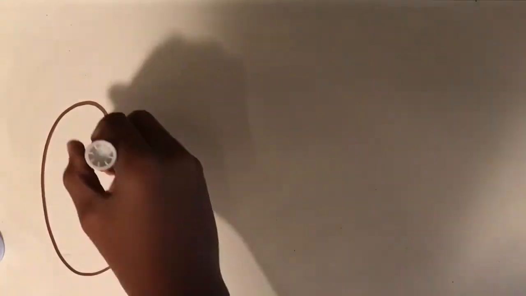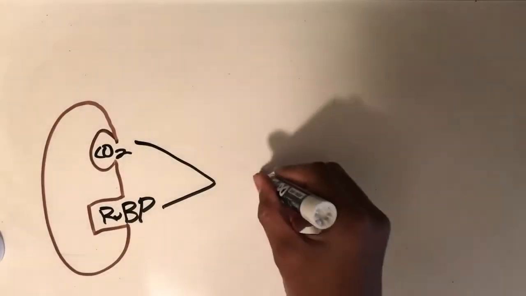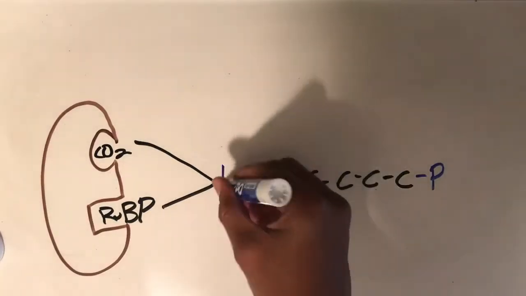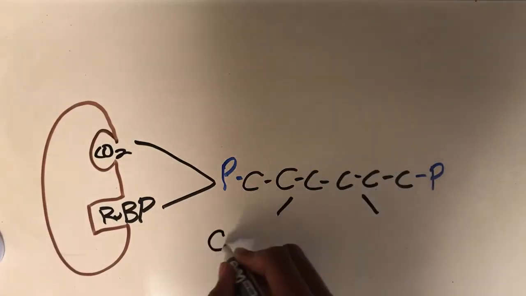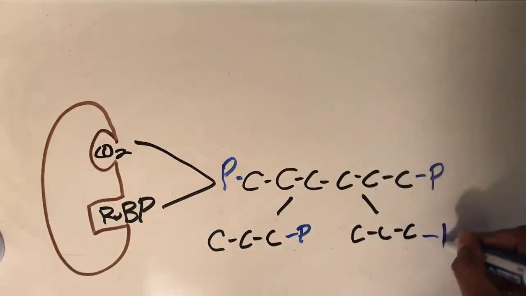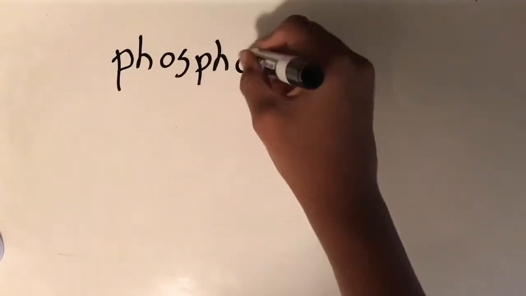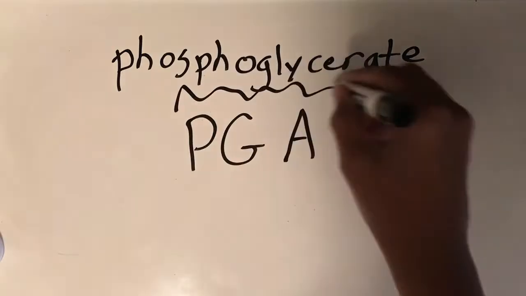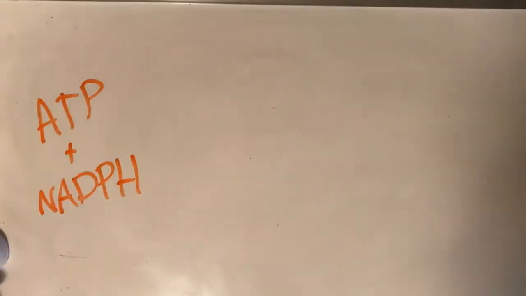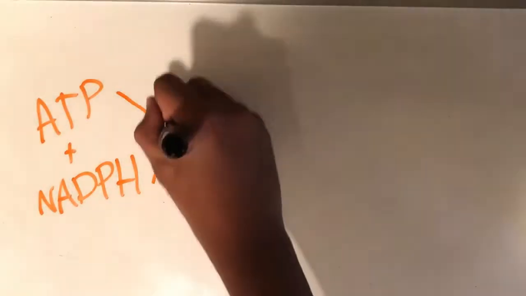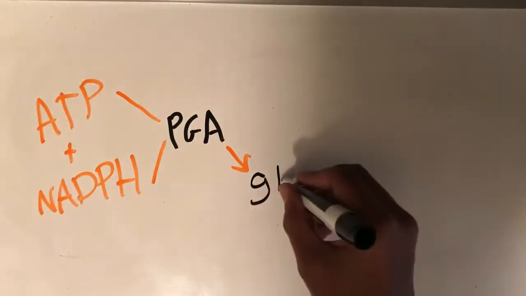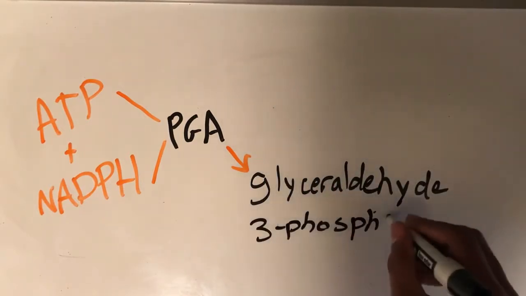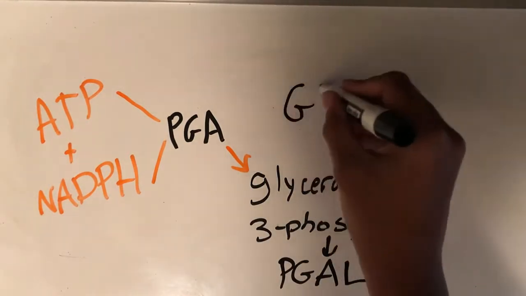Rubisco happens to be the most abundant enzyme on Earth. It takes in carbon dioxide and binds it to RUBP. This forms an unstable 6-carbon compound. This compound then breaks down into 2 3-carbon compounds that only have 1 phosphate. These compounds are called 3-phosphoglycerate, also known as PGA. With the use of ATP and NADPH from the light reactions, PGA is changed into glyceraldehyde 3-phosphate, which goes by the name of PGAL or G3P.